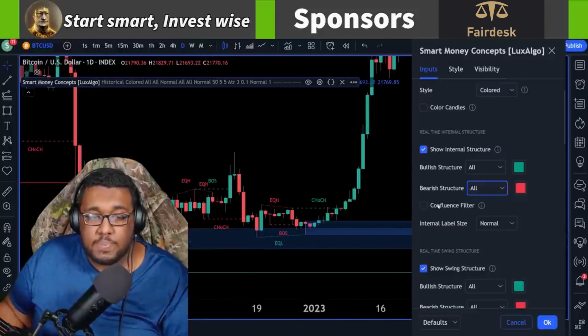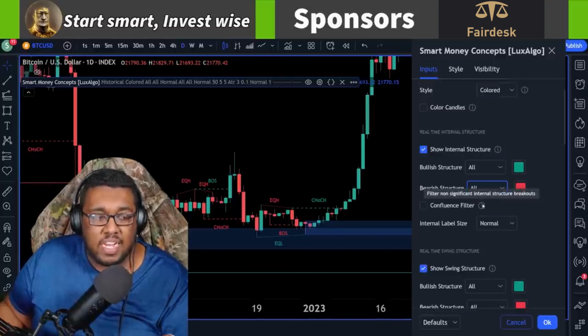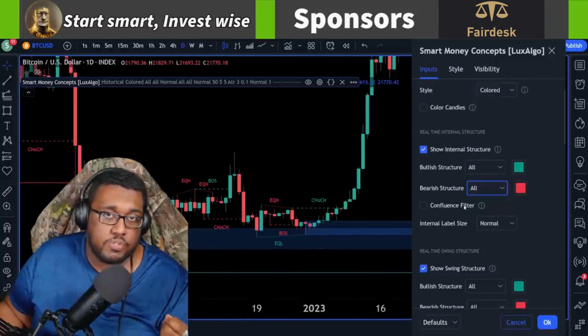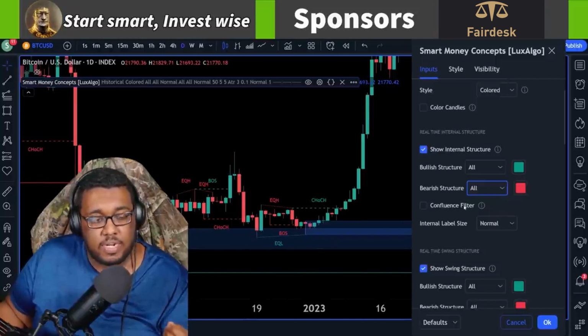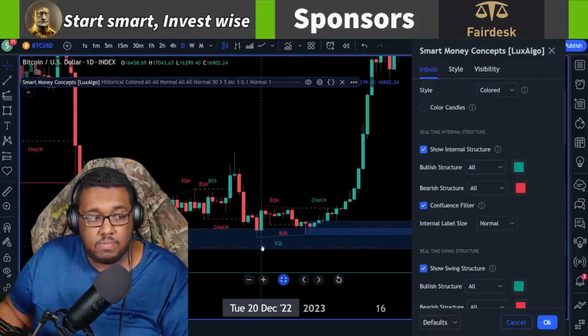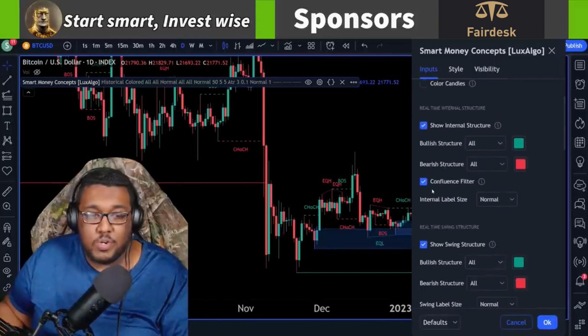You can also check this box right here that says confluence filter. Basically, it means filter non-significant internal structure breakouts. I don't like this. I like to see everything because sometimes there's something I could just miss. And if you want to get rid of those other ones, they're still important. Even though they're not as important, you should still understand what's going on when you see them, okay? But if you do click on this, you'll see some of these actually go away. Oh, no, they're actually all important. Normally, some of them will go away, so you don't have to worry about it right now.